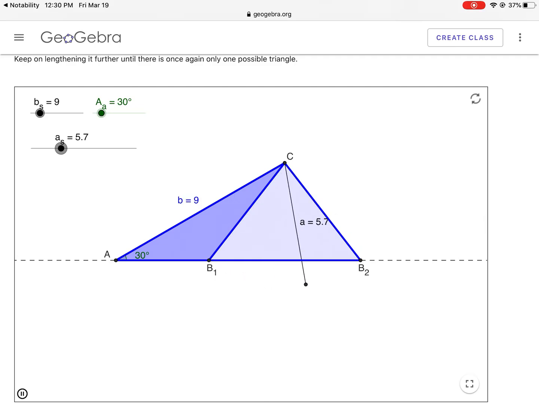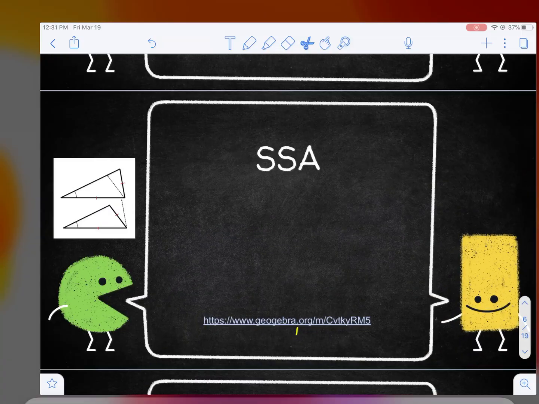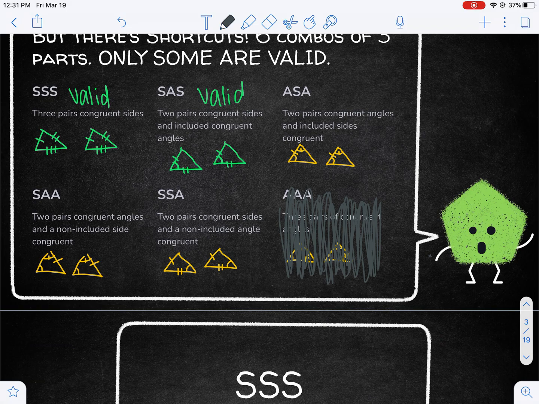They're not even close. So I have two different triangles there, but they have two sides the same and they have an angle the same, which tells me it's not valid because there are two different ways I could make a triangle with the same side lengths and one angle not between them. So side-side angle is not valid. So I'm going to come back up here, find side-side angle, and scribble that one out as well.